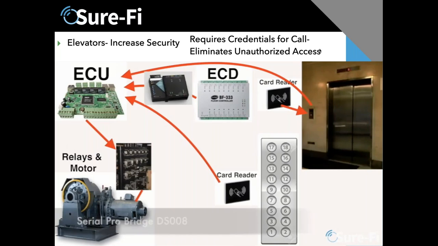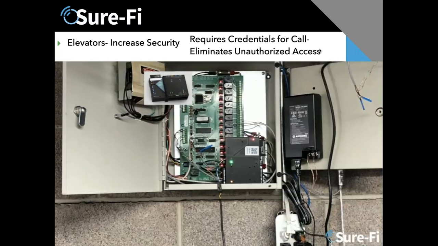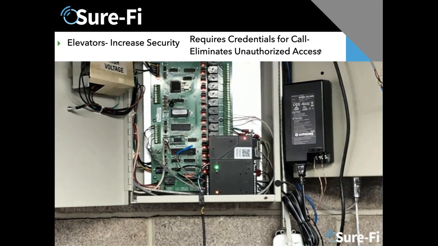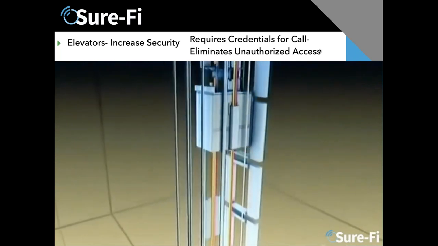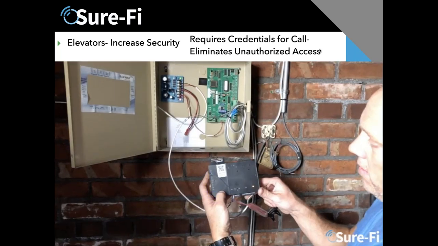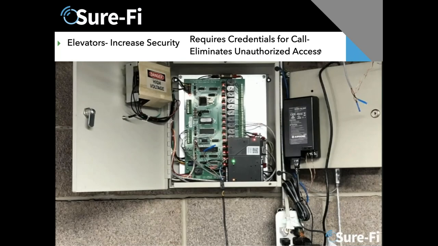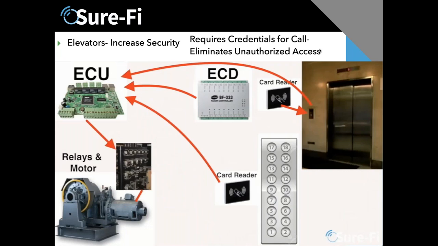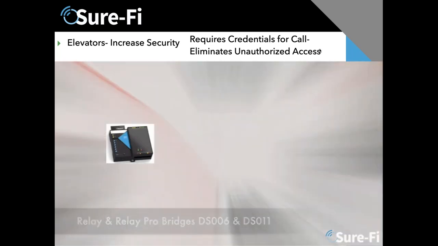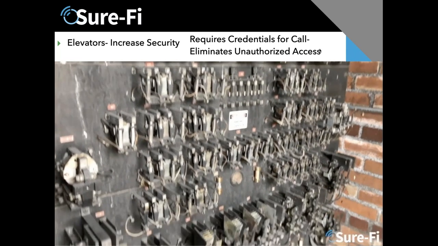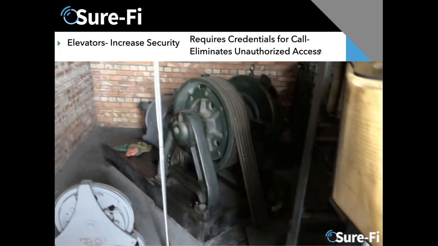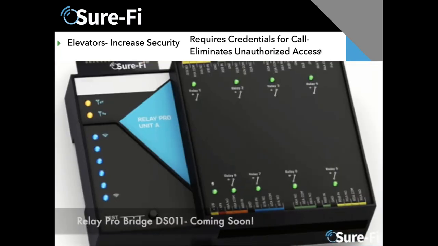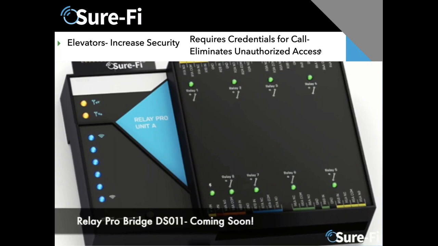Next, a SureFi can be used between the elevator control device and the elevator control unit. This allows the elevator control device to be easily accessible instead of being parked on top of a difficult to reach elevator car. Depending on the model, the SureFi serial bridge can be used for RS-232 and RS-485 data between the ECDs and the ECUs. The final location is controlling the relays positioned near the elevator motor with the SureFi relay or Relay Pro devices. If you have 8 floors in a building, for example, you can send all of those relay controls from a more easily accessible and clean environment many floors below.